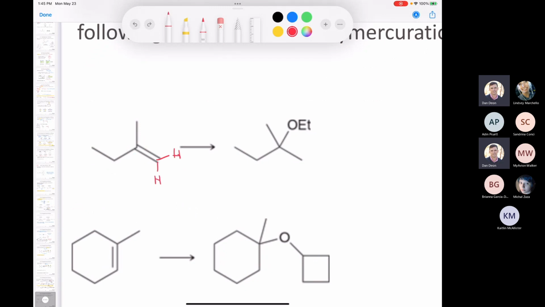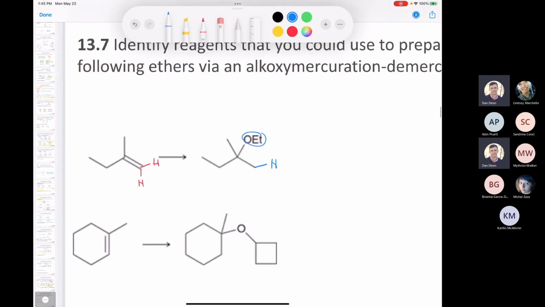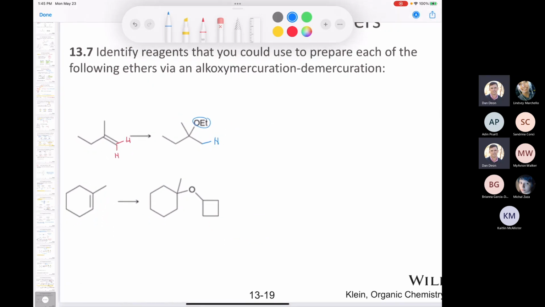So the rich are going to get richer if you add the hydrogen and the ethoxy group in a Markovnikov fashion. So what's that going to look like? What it's going to look like is this: the first step, you're going to add mercuric acetate.